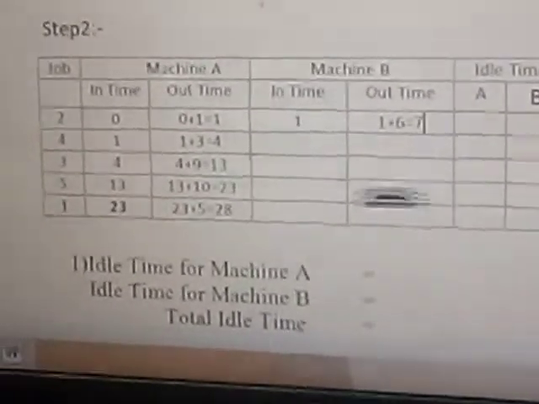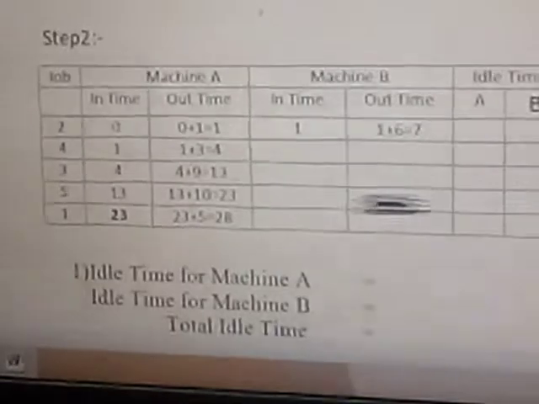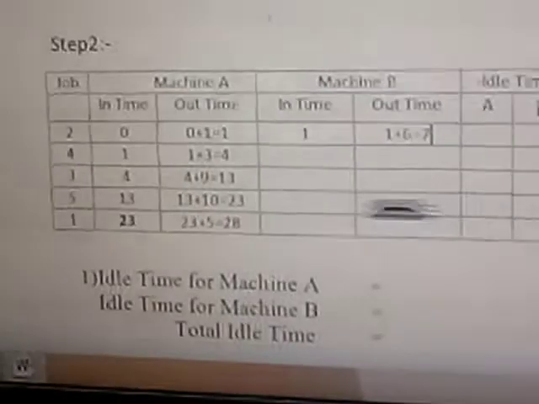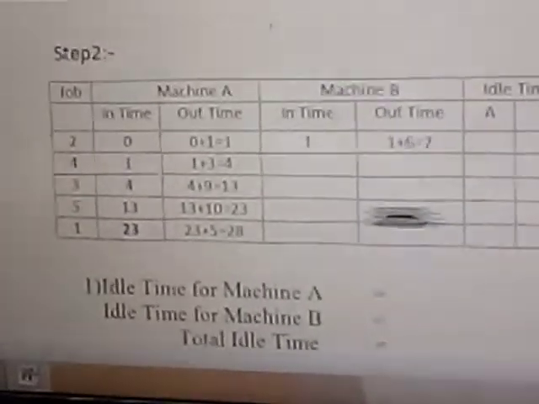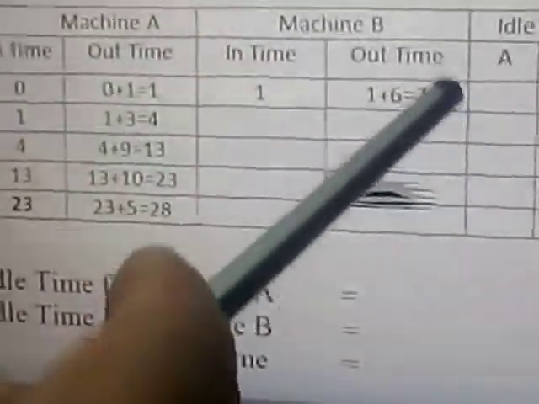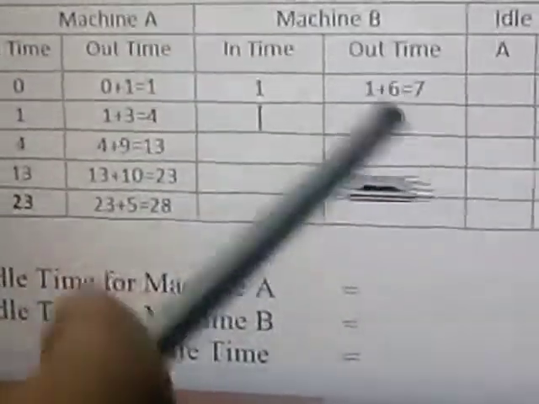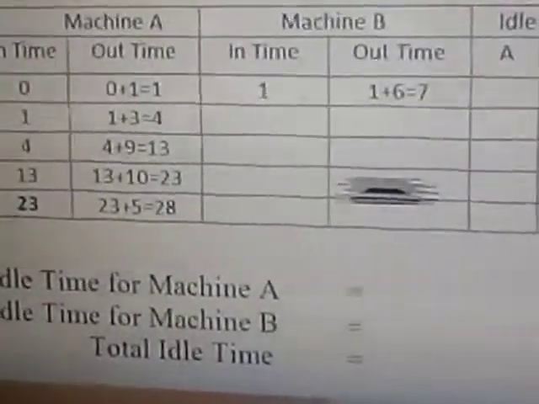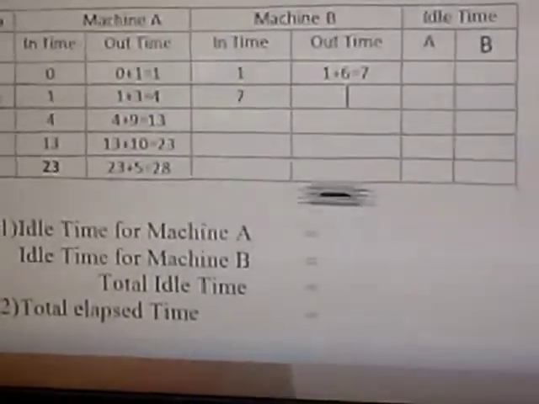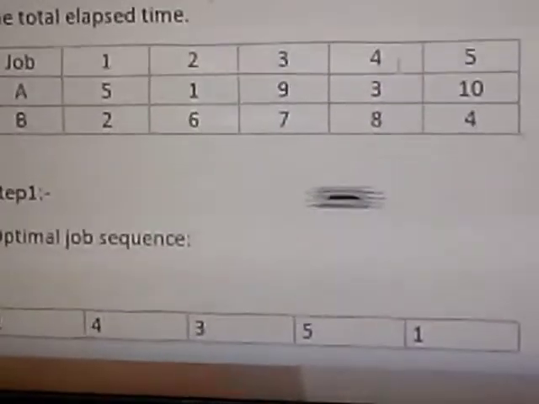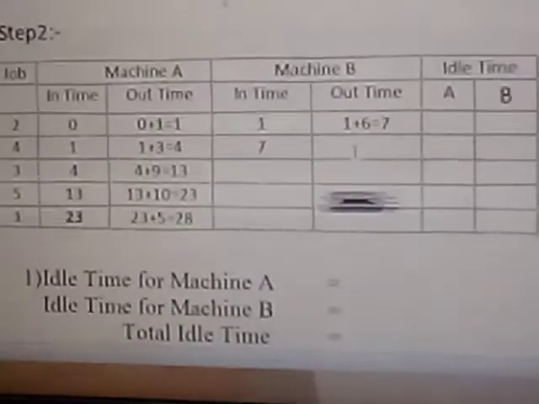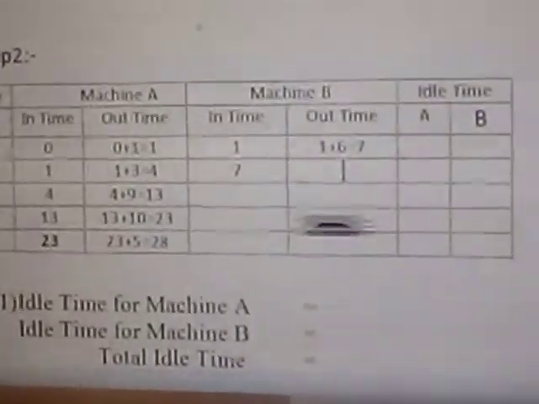The out time of machine A is less than this, so there is no problem. We can write it down directly: 7 is more than 4, so write down 7. For job 4, the machine B value is 8, so 7 plus 8 is equal to 15.